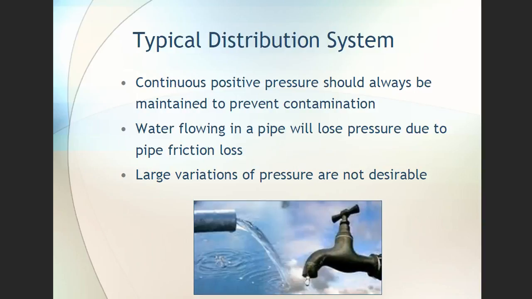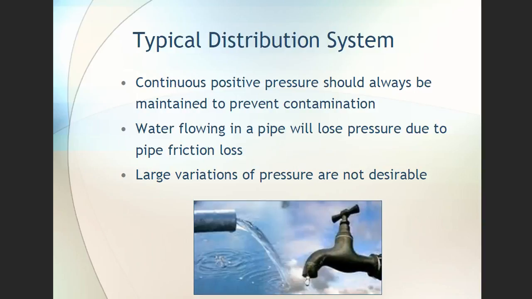Continuous positive pressure should always be maintained to prevent contamination. This gets into those hydraulics. All of a sudden you get back siphonage or anything else that could suck in contamination. Water flowing in a pipe loses pressure due to pipe friction. Now, you think about it, concrete pipe is kind of porous like sandpaper, and there's actually friction. So you actually lose efficiency in the pumping capacities.